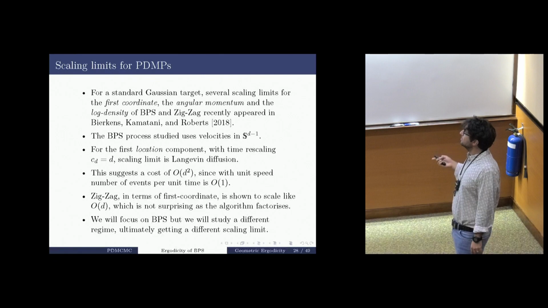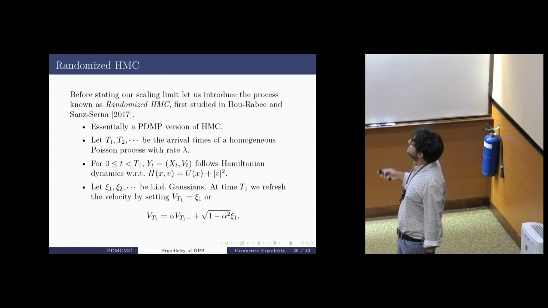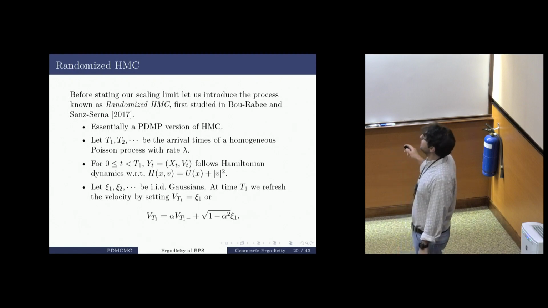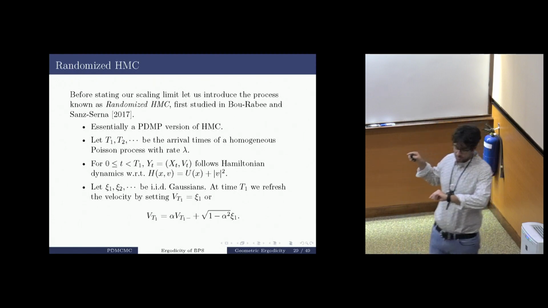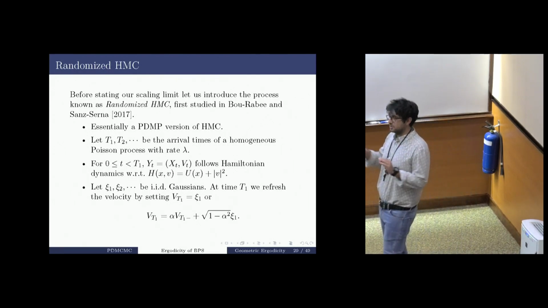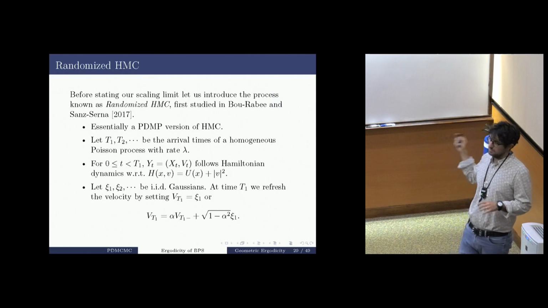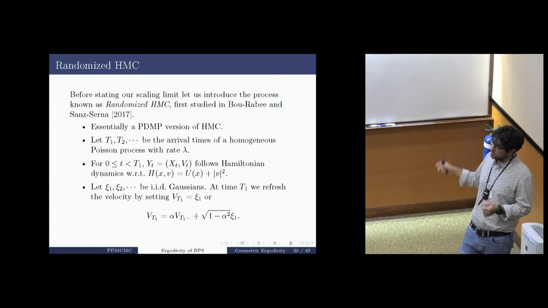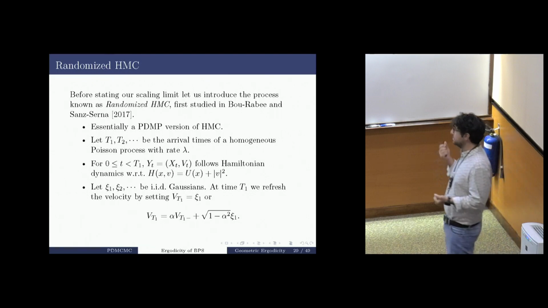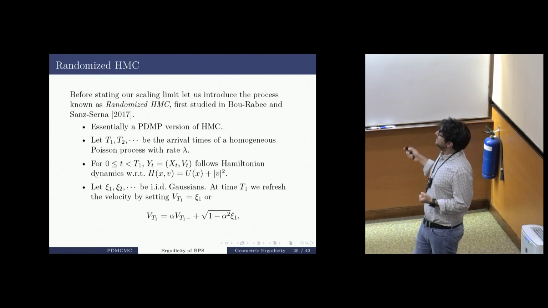Okay, so we'll focus on BPS, but we're studying actually a different regime. So I'm going to explain the regime now, but before that, I want to introduce this randomized HMC process, which is essentially the scaling limit we will get. So this is basically just like HMC, but it's a continuous time process. We're keeping track of the location and the velocity. And essentially, it's a piecewise deterministic version of HMC.